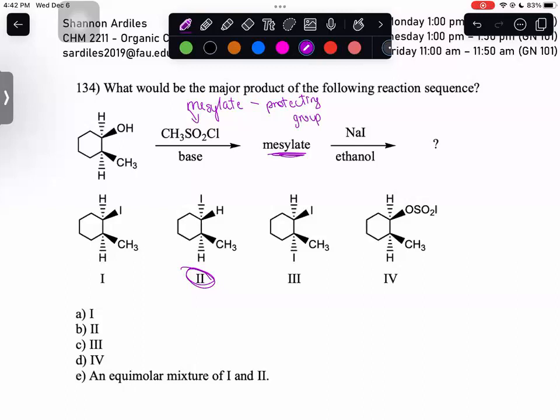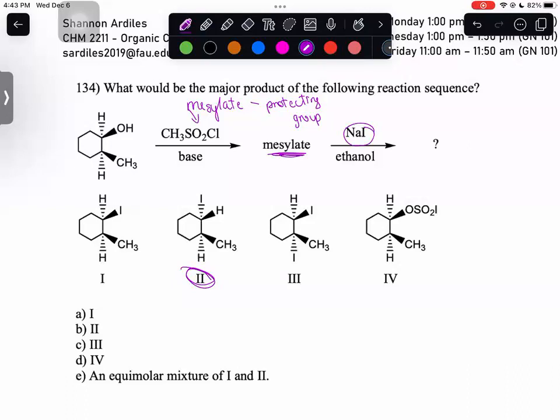Remember that when we were talking about those guys, we had group one and group two. What was the difference between them? One of them flips, the other one doesn't. Group one has PCl5, PBr3, SOCl2. Those guys, do they flip the stereochemistry or do they preserve it? They flip it, meaning that the second group, the one that has tosylate, mesylate, and triflate, those guys are preserving the stereochemistry. So in the initial step, we preserve the stereochemistry, but then we have sodium with iodine.